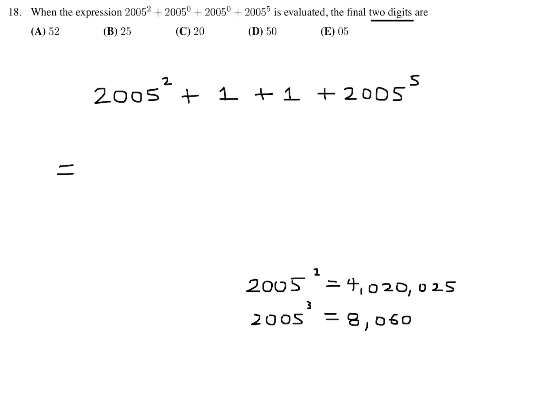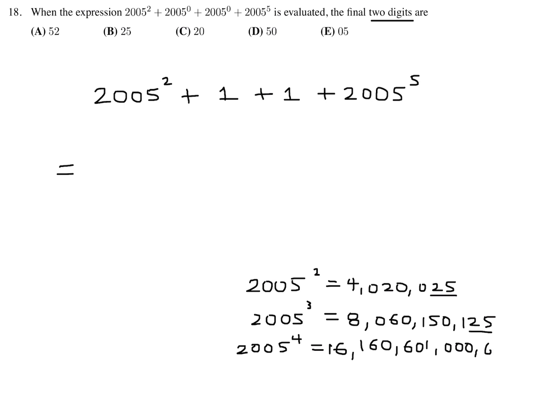It's 8,150,125. Okay. The last two digits are 25 in both of those. I'm going to do one more because I think that's as far as I can go in my calculator. Oh, this is huge. Oh boy, this is 16, I believe that's trillion, 160 billion, 601 million, 0,00625. And again, the last two digits are 25.